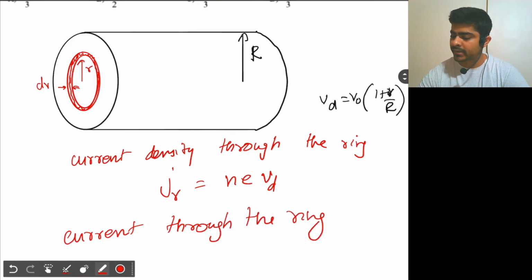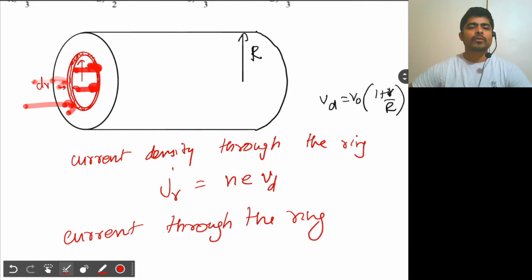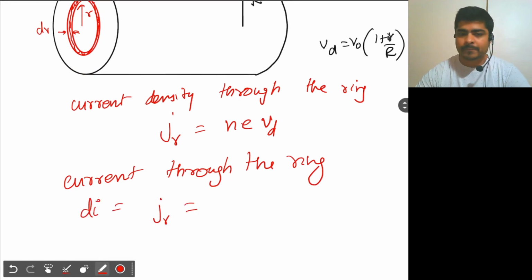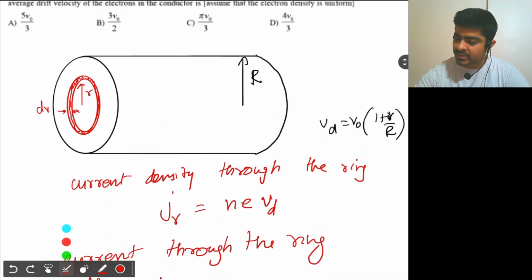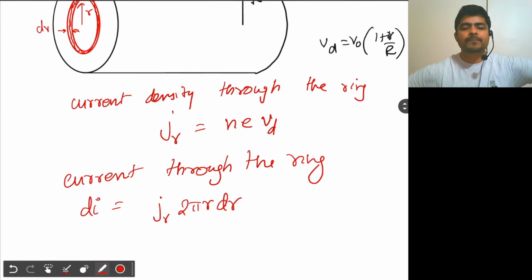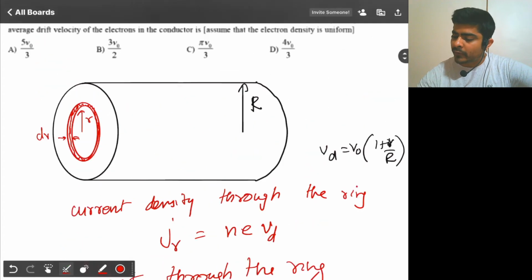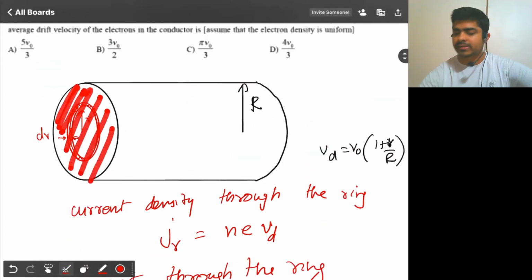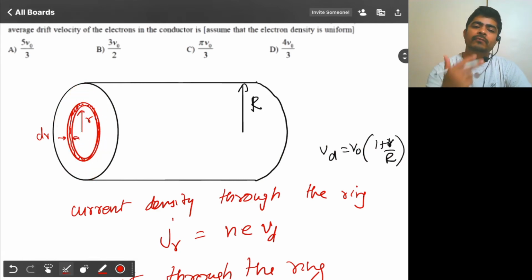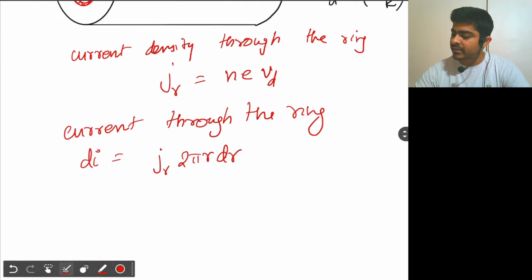Current is going inwards. So the current going inwards, dI, will be J(r) multiplied by the area of the ring. The area of the cross section over here will be 2 pi r dr. From here we have to find the total current flowing through this cross section. Then we can find the average current density, and from there the average drift velocity.